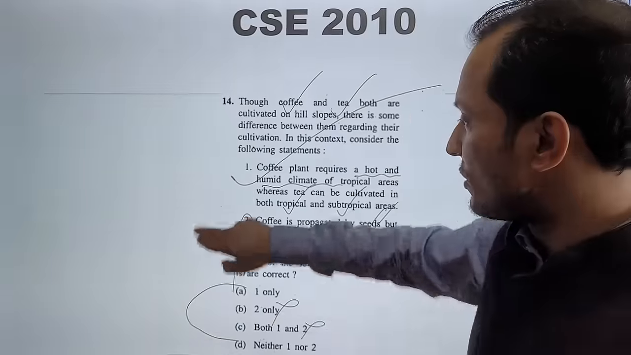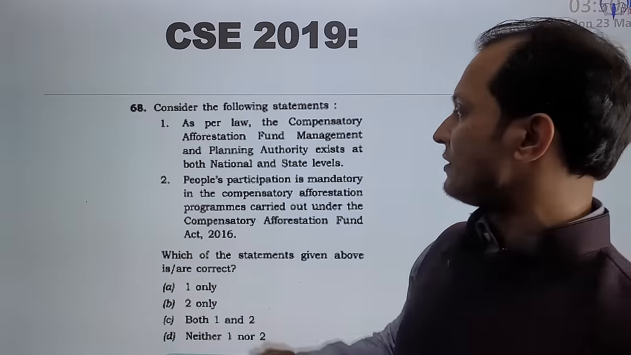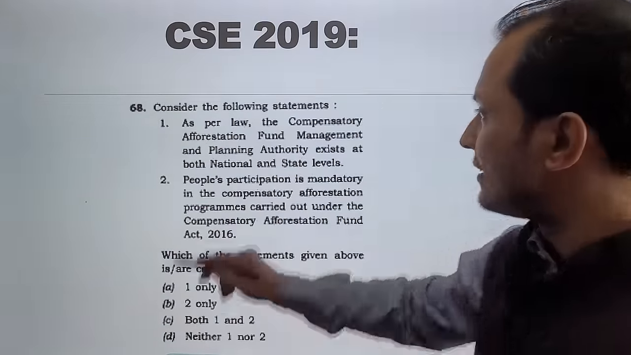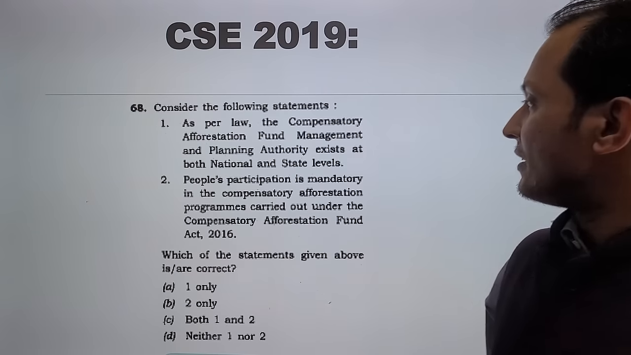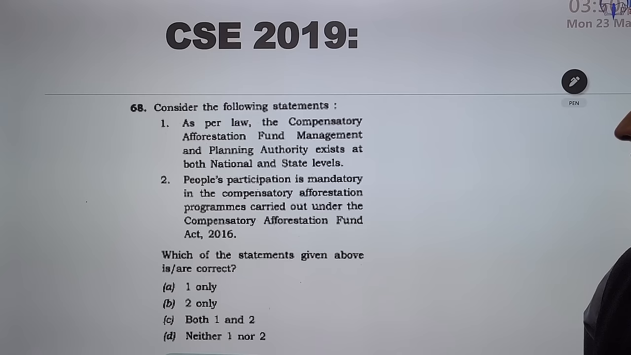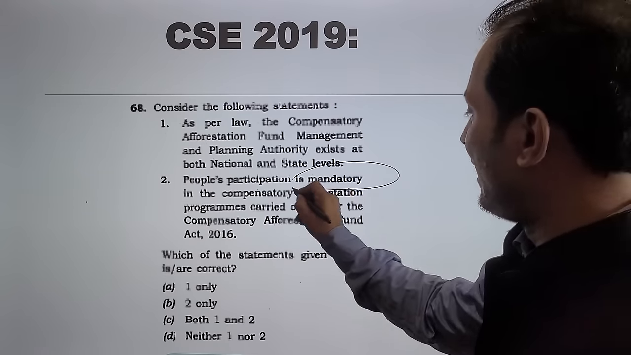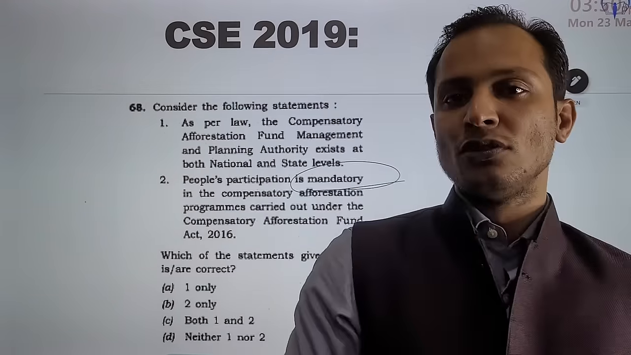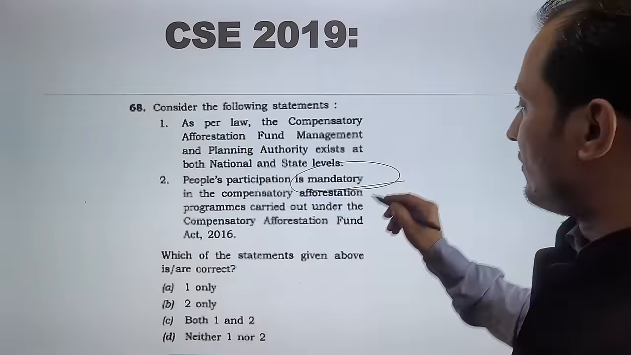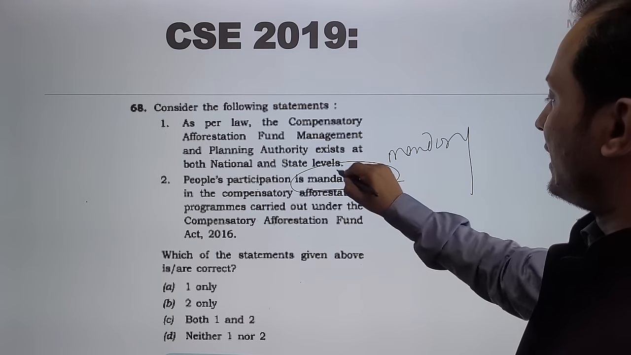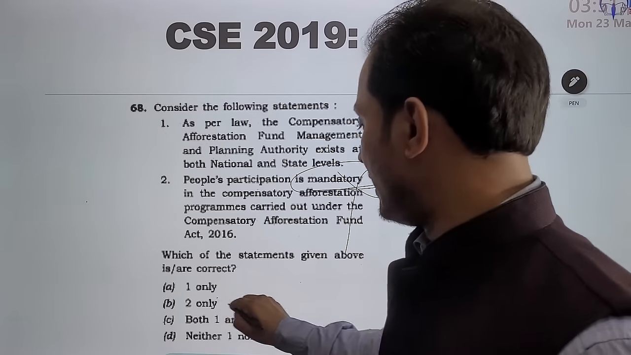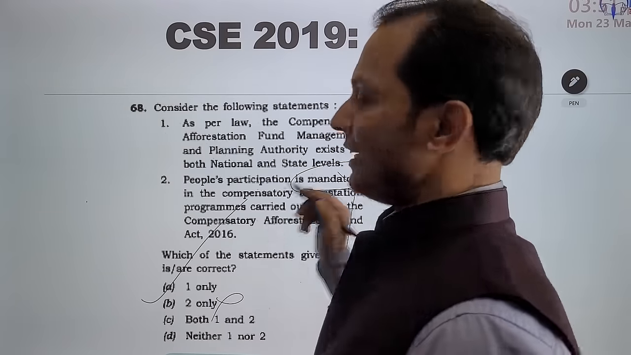Okay, my friend, let us go to the next question. You see this question. Here also, if you read this question on Canva, you will see the word is mandatory. And I have told you, my friends, whenever there is the word mandatory or compulsory, those statements will be incorrect statements. So we eliminate this, we will be left with A only.